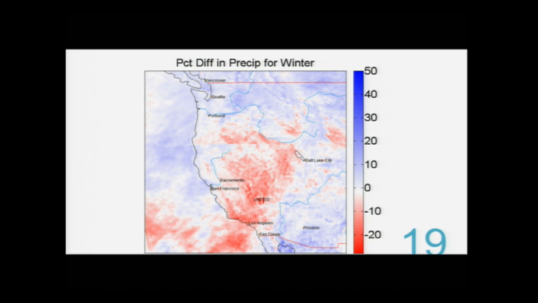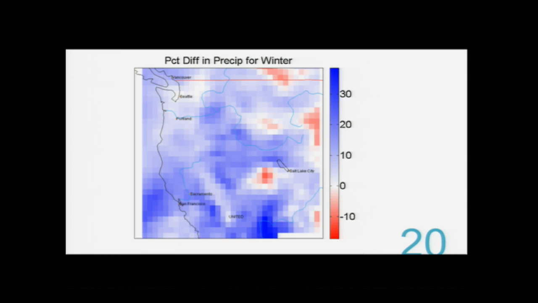Now for winter, it's not as pronounced of a relationship. Once again, though, decrease on the leeward side. And for NARCAP, we can see the peaks here with not much change. However, increases on both sides.